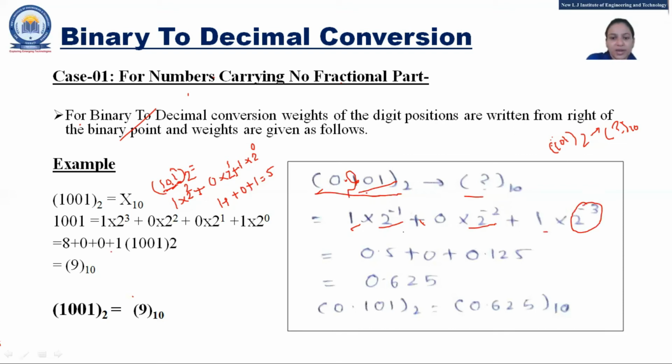So this is 1 by 2, that is 0.5. This is multiplied by 0, so this term gets 0, and 1 by 8, that is 2 raised to minus 3, that is 1 by 2 raised to 3, that is 1 by 8. We get 0.125. When we sum up all these, we get 0.625. So this is the binary equivalent: 0.101 binary is equal to 0.625 in decimal. So this is how we can convert any binary fraction into a decimal fraction.